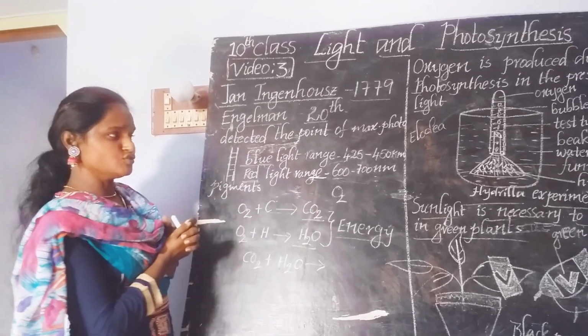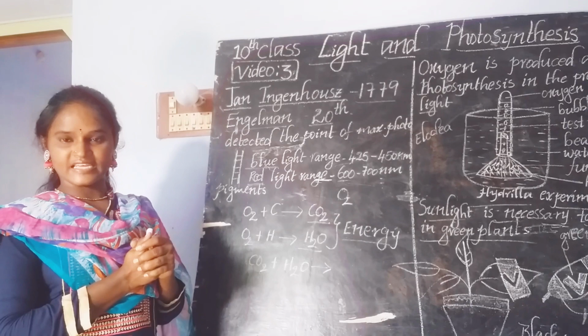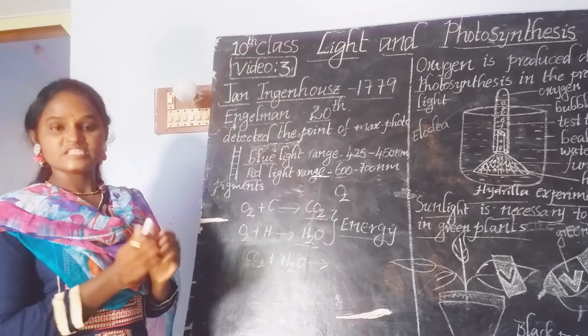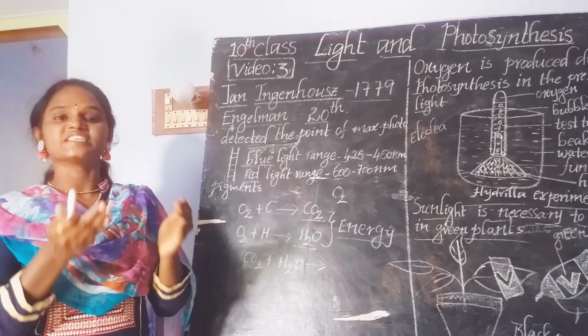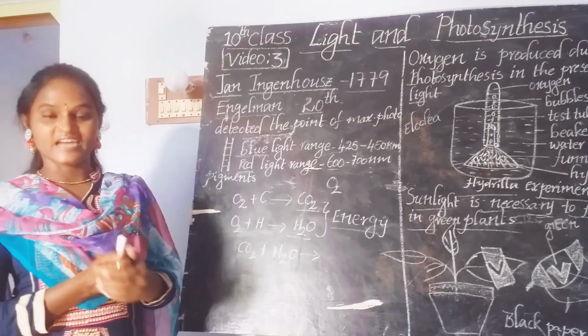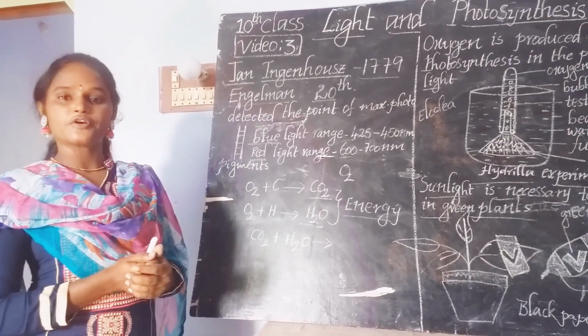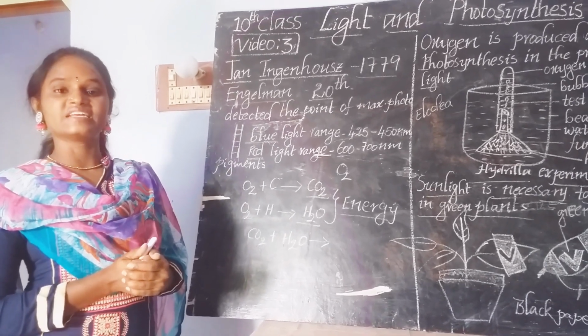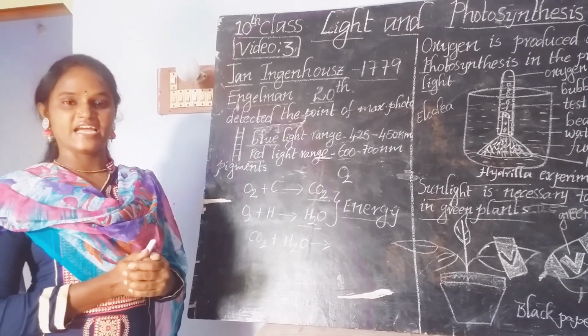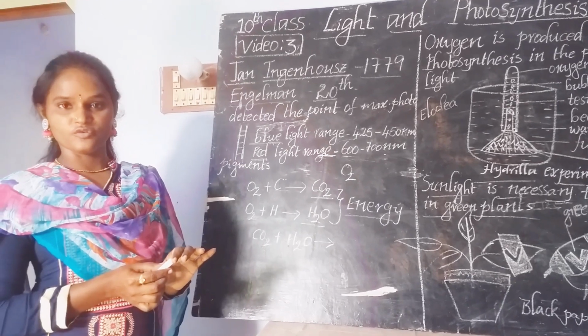The plants absorb the sunlight with the help of some colored pigments present inside the plant, and these colored pigments we generally call chlorophyll. The green color pigment present in the plant is called chlorophyll.